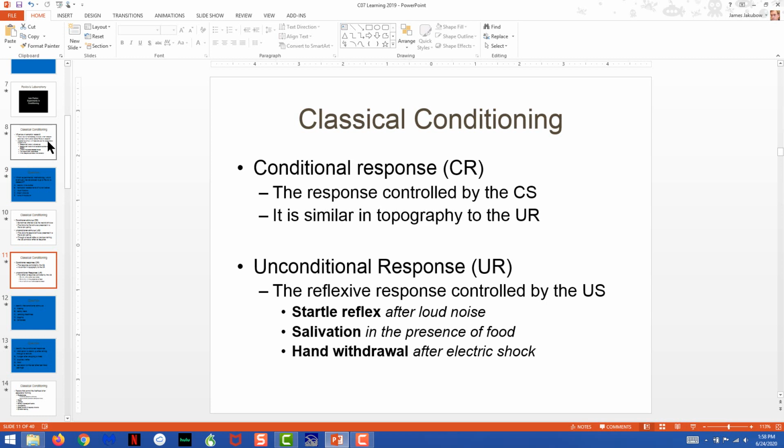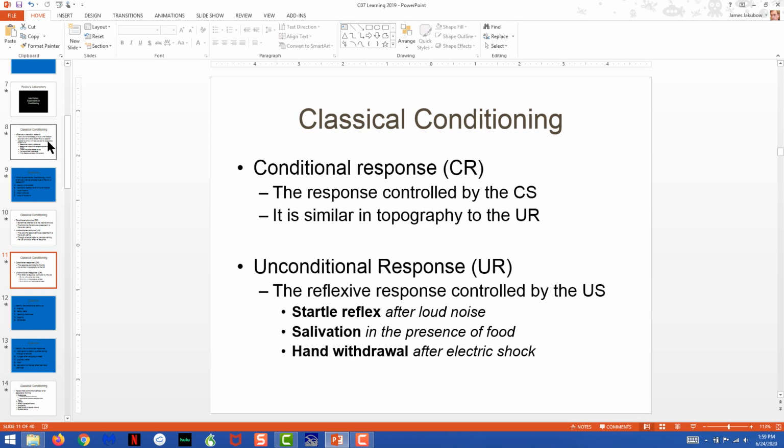So again, stimuli are things the experimenter controls. That makes them independent variables. And responses are always sources of data. Those are dependent measures that will always be measured in the experiment.